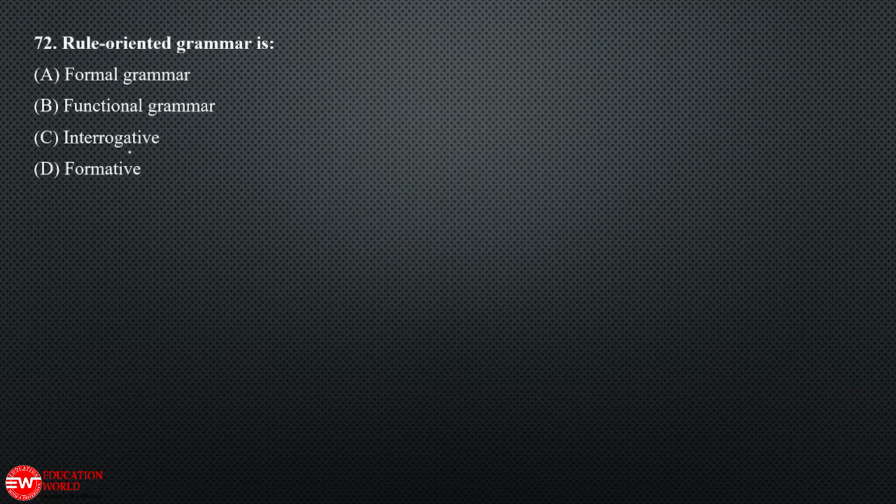Then rule oriented grammar. When the word rule comes, we must know that it is the formal type of grammar that has been talked about. The formal grammar, which is also the prescriptive grammar, is rule oriented. And functional grammar is the interactive type.